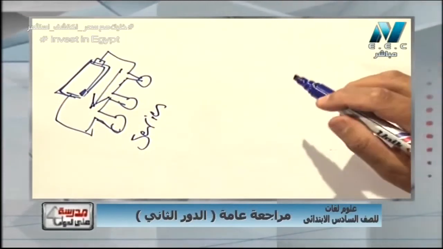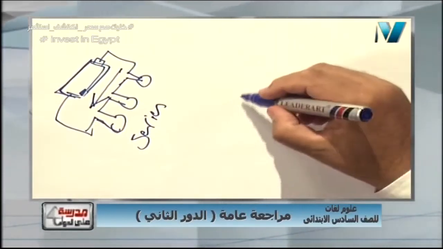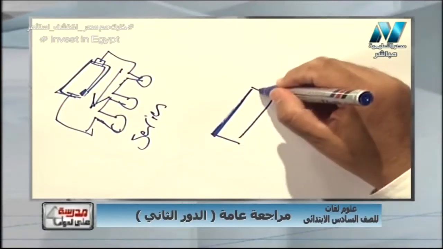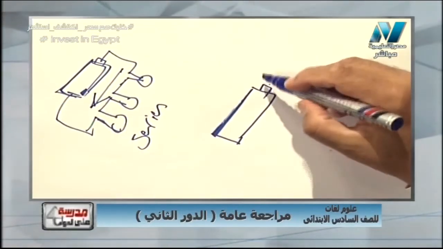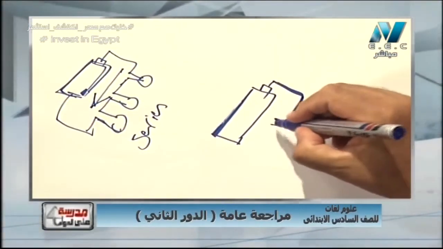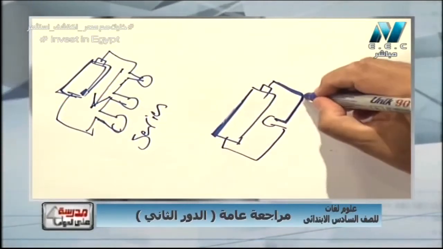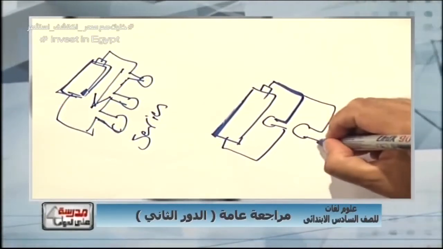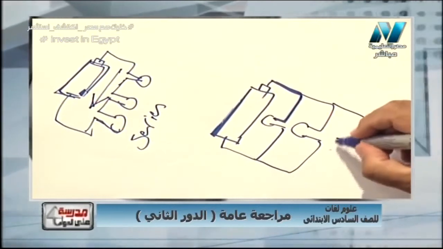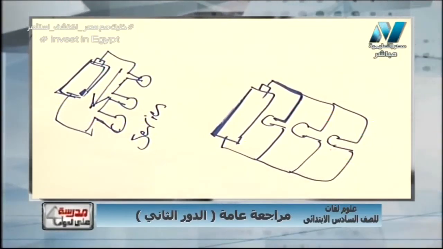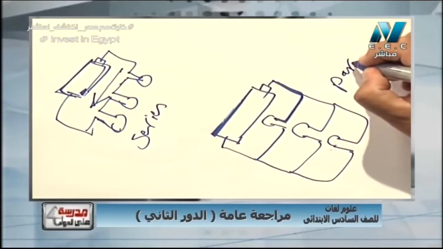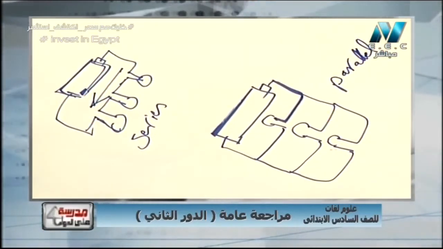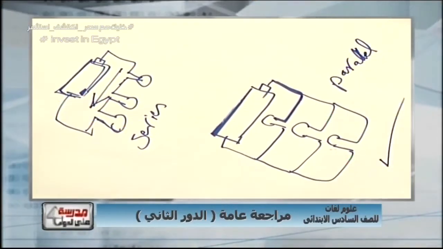طب what is the difference between series and the parallel? Parallel I have here the battery, okay, and the first lamp has its own root, ليها طريق خاص بيها. Second lamp has also its own root. Third lamp has also its own root. That is a parallel connection. So which one is better? Sure, parallel connection is better.